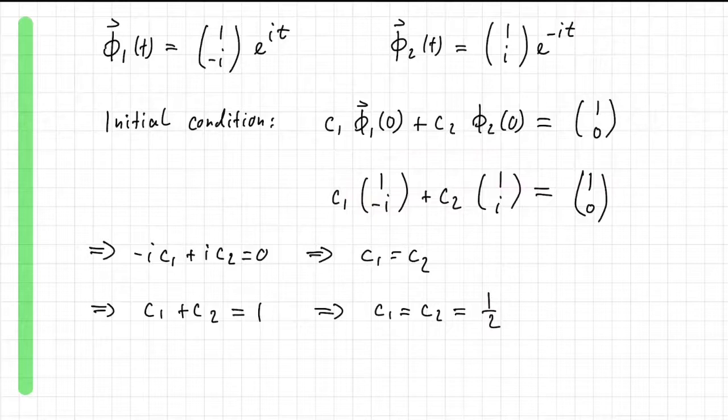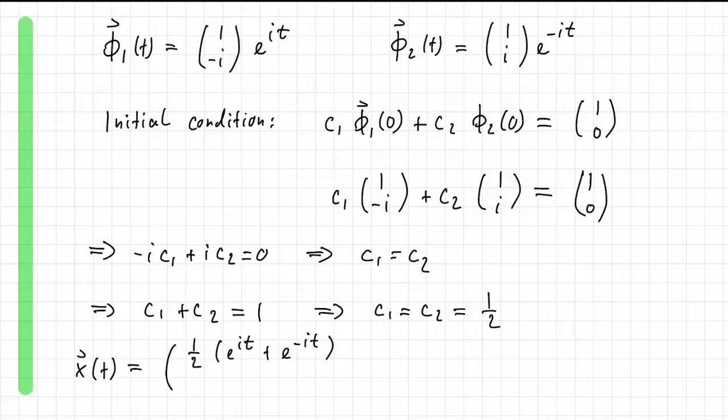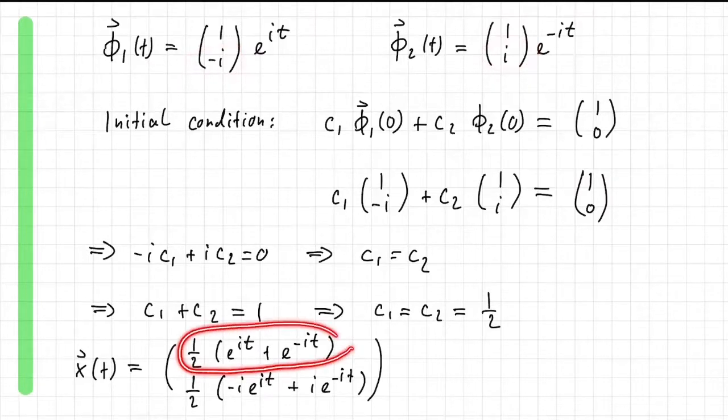So with that, we can write down the general solution, and that is x of t equals 1/2 times e to the it plus e to the minus it. So this is the first row here. And then we have here 1/2 times minus i e to the it plus i e to the minus it, which simply corresponds to this second row here. Now, if you look at this, of course, you see immediately that the upper result here is just the cosine.